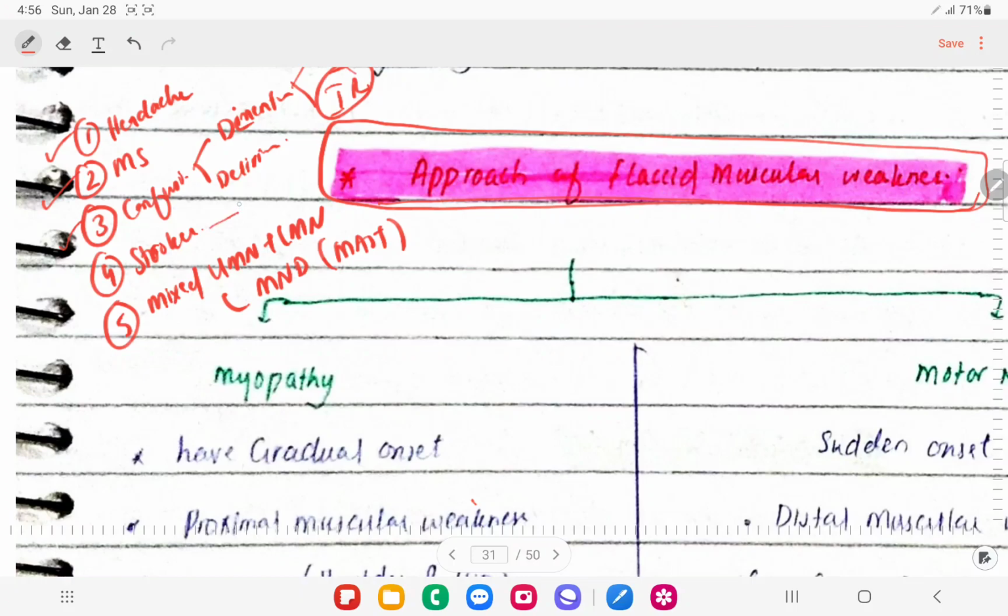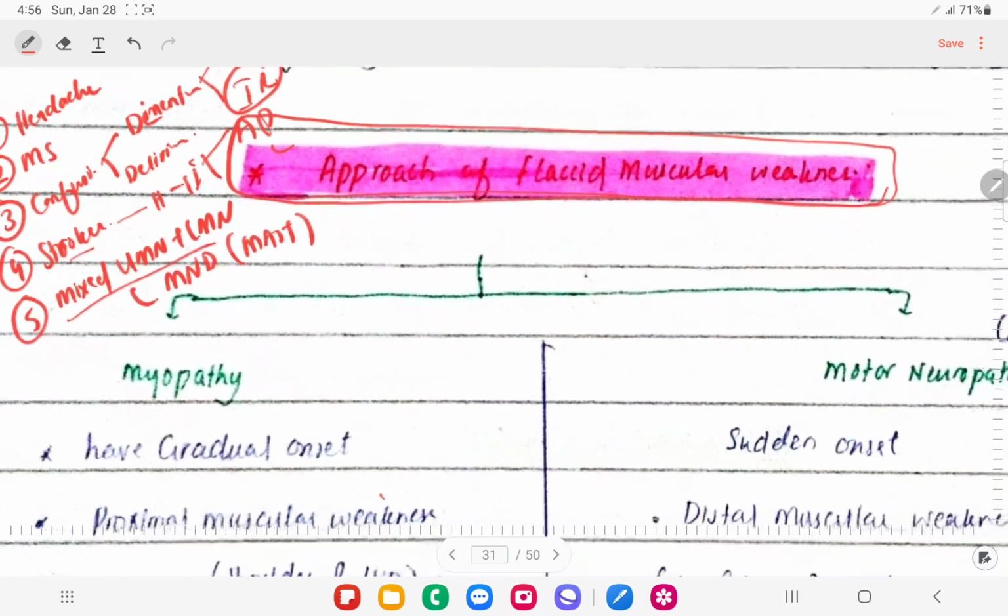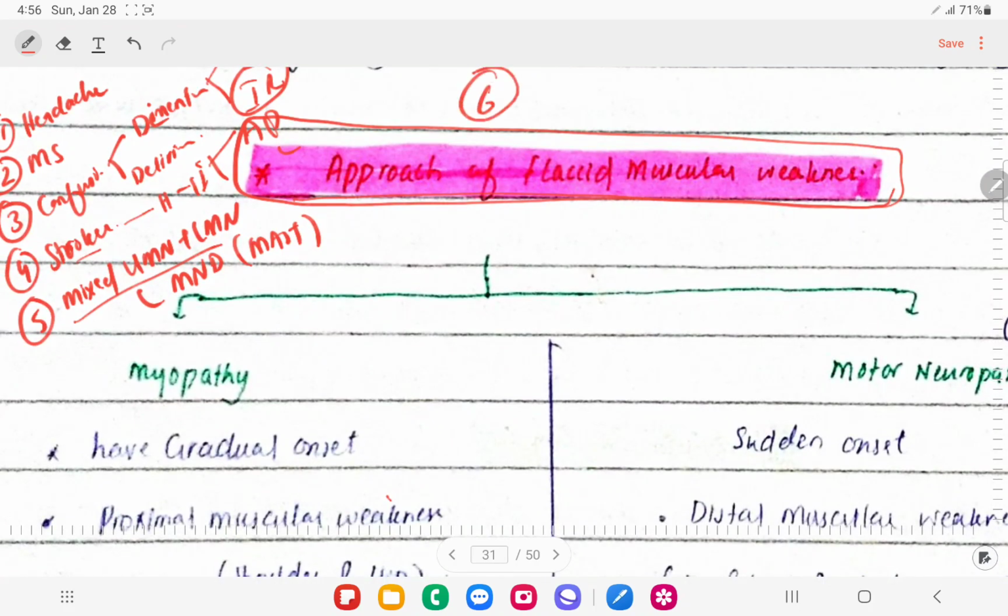And then after that I have discussed the strokes, hemorrhagic plus ischemic stroke, and strokes of anterior and posterior circulation. The last topic was the mixed upper motor and lower motor neuron disease. In that I have covered the mnemonic for motor neuron disease, Friedreich's ataxia, subacute combined degeneration, and tabes dorsalis. So our sixth topic is the approach to flaccid muscular weakness.